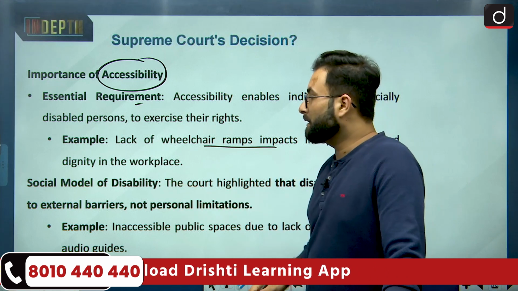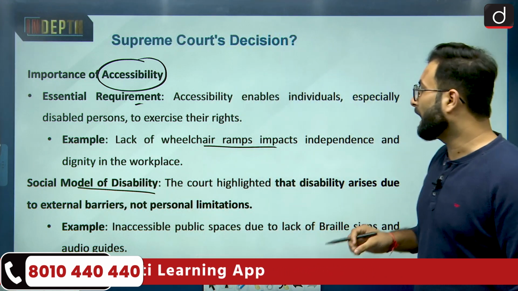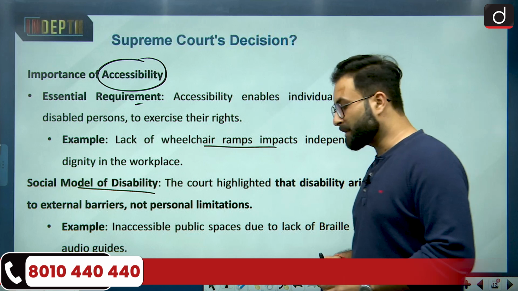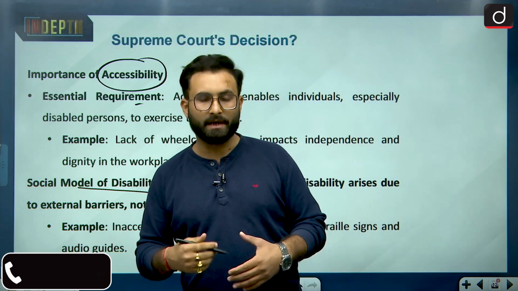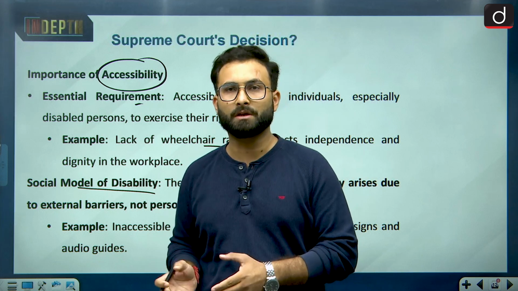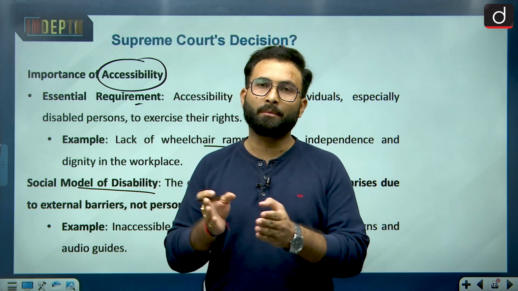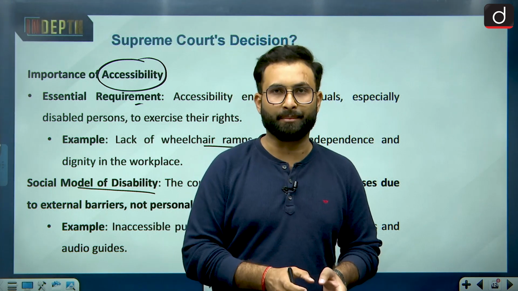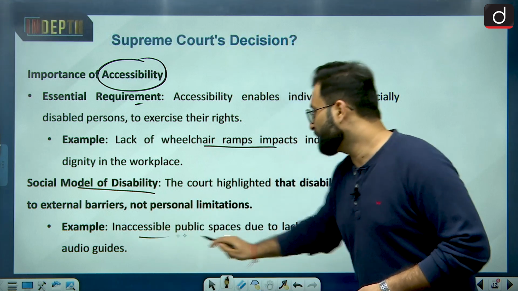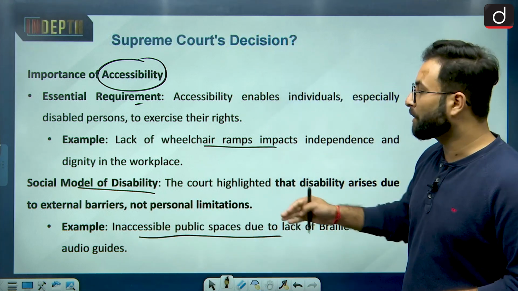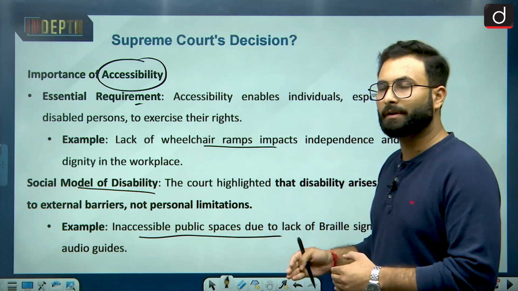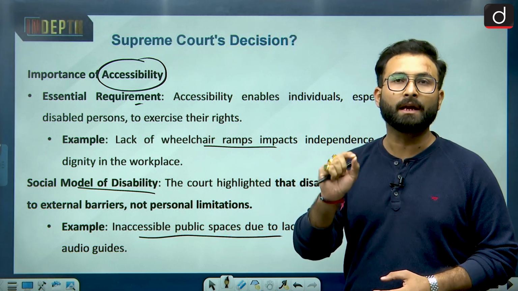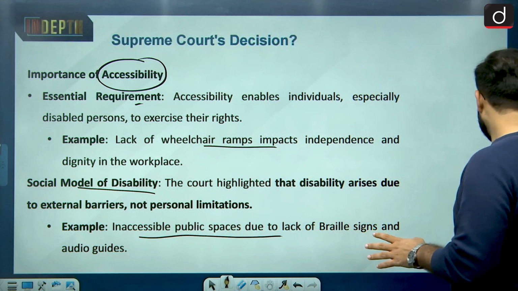Social model of disability: the court highlighted that disability arises due to external barriers and not personal limitation. If a person is not able to get inside a particular campus because he is using a wheelchair, that is not his problem. That is the problem of that campus, which is not able to provide the necessary infrastructure or an accessible campus. Example, inaccessible public spaces due to the lack of braille signs or audio guides, which are for blind people. So basically, if a campus is not able to provide these kinds of services, that is a problem of that particular campus. That has been discussed by the Supreme Court over here.